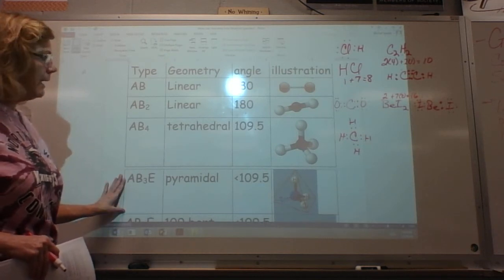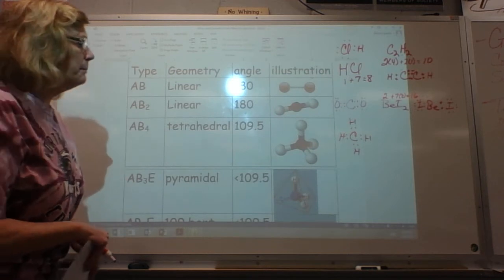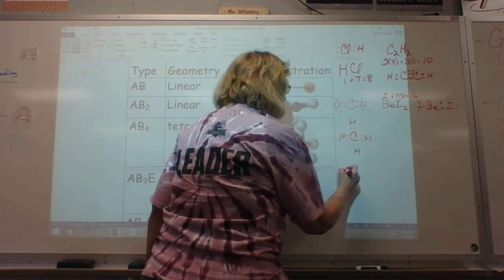The next one we have is pyramidal. An example of a pyramidal molecule is ammonia.